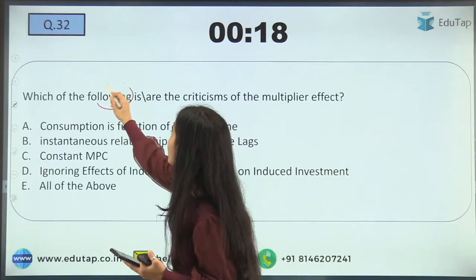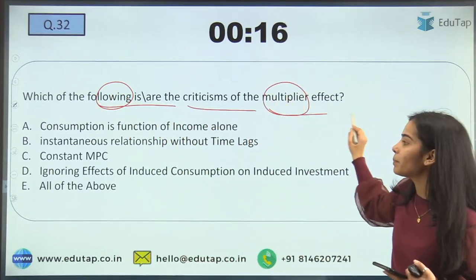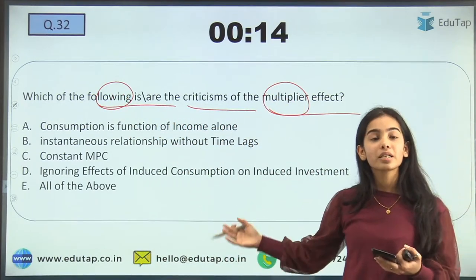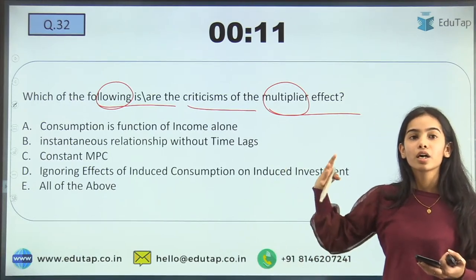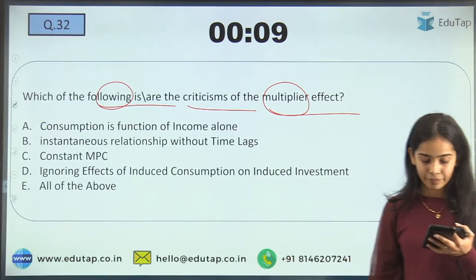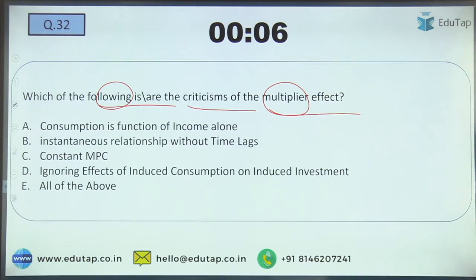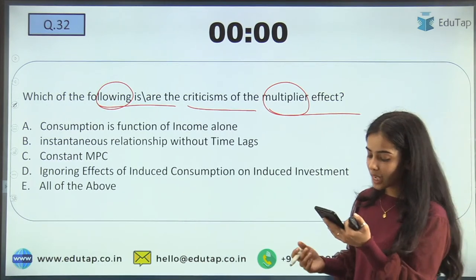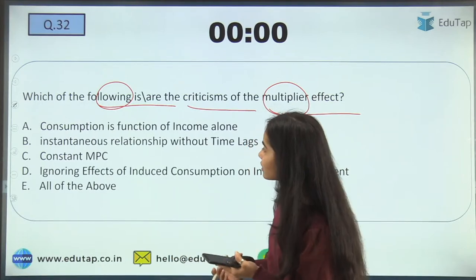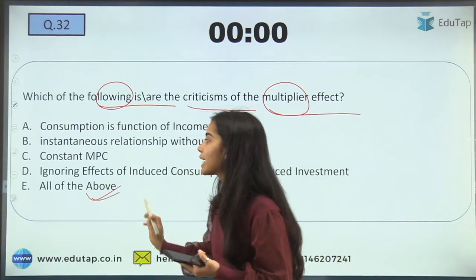Next question is, which of the following is or are the criticism of the multiplier effect? Very easy to answer. If you know the multiplier effect, then you will know what the criticisms are. Okay, I got the answer from Nilesh and Vanshika, Karan. Okay, all of the above they are saying, and that is the right answer.